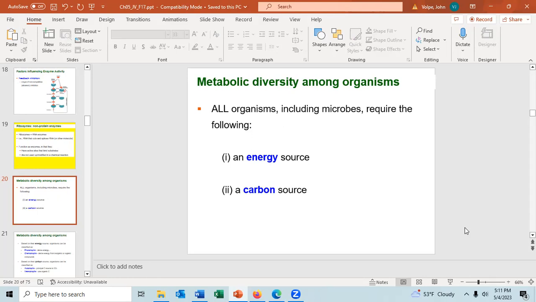Do I mean viruses? Yes. But I really am talking about microorganisms, meaning a cellular-based organism. I don't think prions, for example, require an energy source or a carbon source, and they are not a microbe. And viruses, I suppose they get their carbon source and their energy source from the cell that they infect. So I guess viruses do.